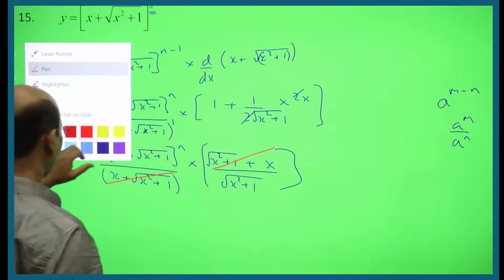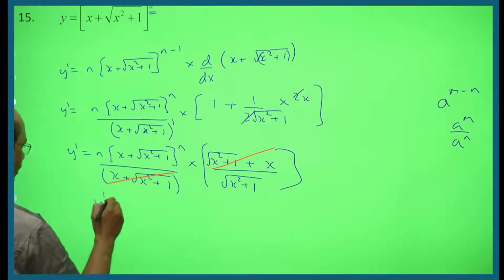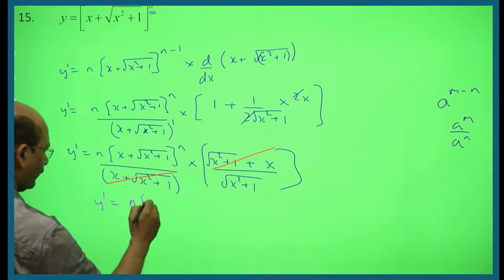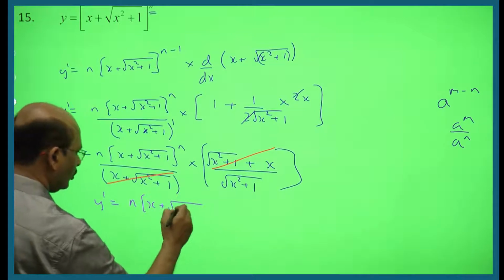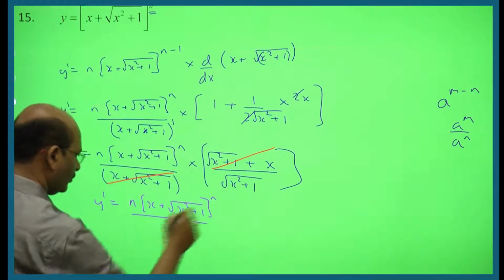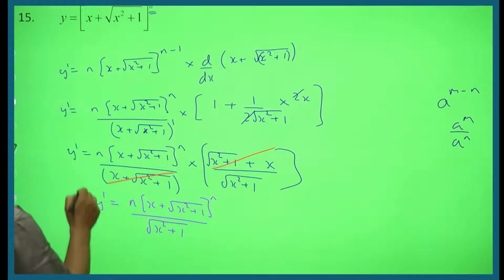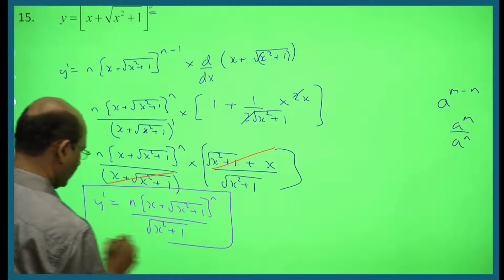Nothing to simplify more. Okay, I will just write this point clearly. So y dash will be n of x plus root of x square plus 1 raised to n upon root of x square plus 1. This is my answer.